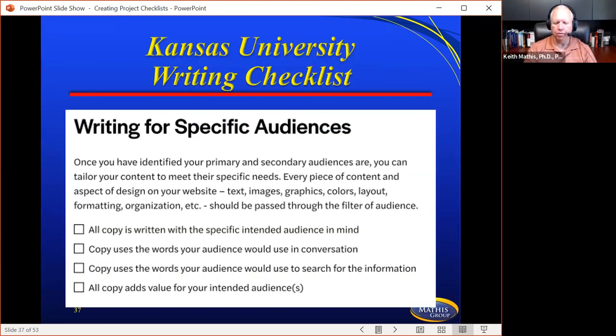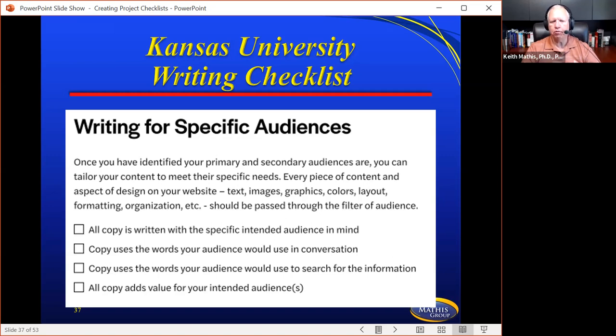Now, I want to show you a sample that I ran across that I thought was interesting. This is Kansas University. They gave a writing checklist. Now, this is for people who are doing writing there, and so they're writing for specific audiences. This is a checklist on how to write better. And I thought, this is perfect. What a great example. They've given you a little bit of narrative explaining what the checklist is, and then there's 4 of them.